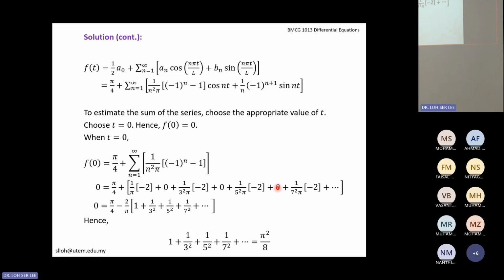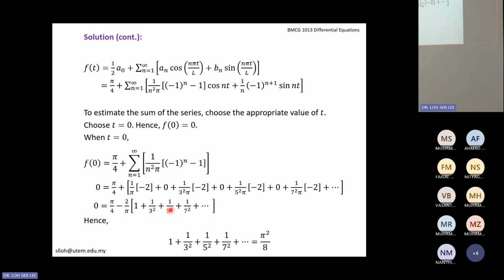Once you get this, we simplify. From each of these non-zero terms, there is a negative 2, so you can factorize the negative 2. And also there is a 1 over pi, so we factorize negative 2 over pi. What is left here? This is 1, this is 1 over 3 squared, 1 over 5 squared, 1 over 7 squared. This is how you get this line.